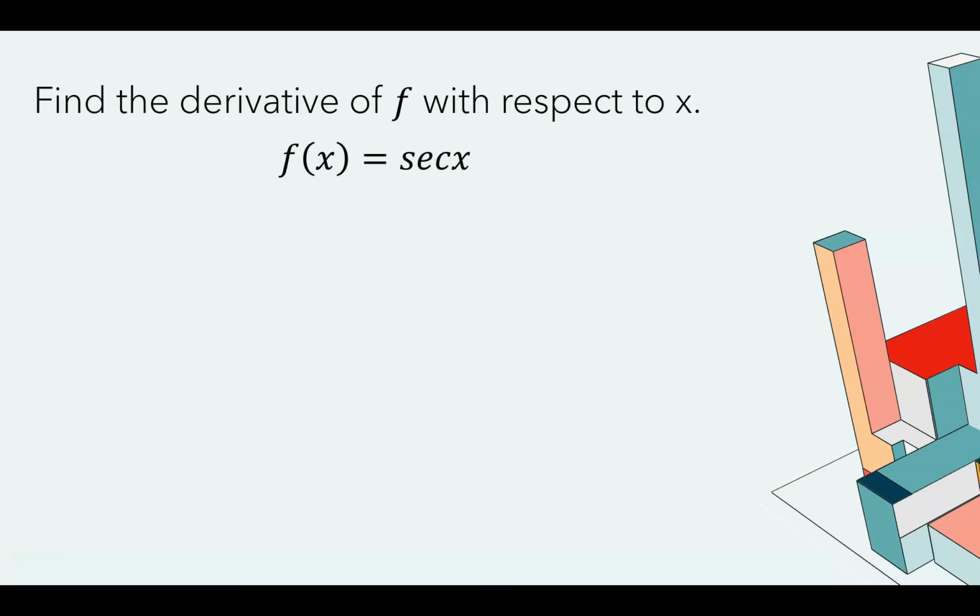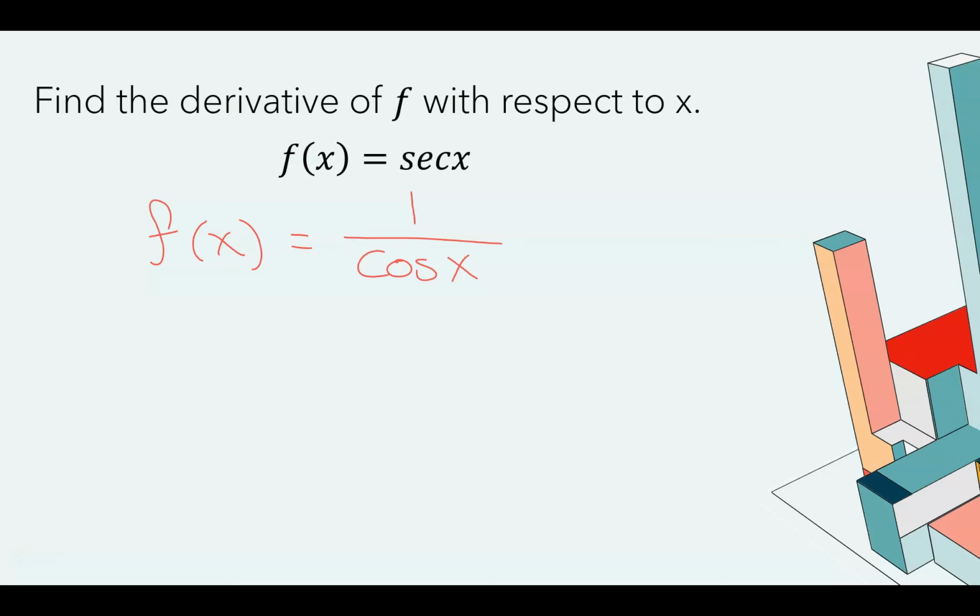To find the derivative of secant, very similar process, except we actually get a little bit easier. Secant is the reciprocal of cosine, so we can just write that as 1 over cosine, because now we know the quotient rule. We know the derivative of cosine, pretty straightforward.